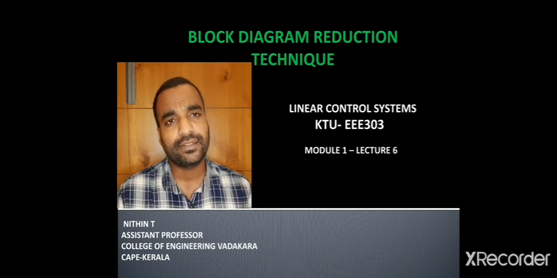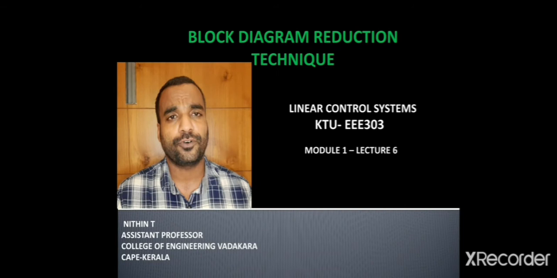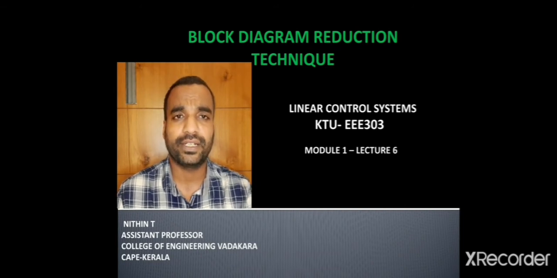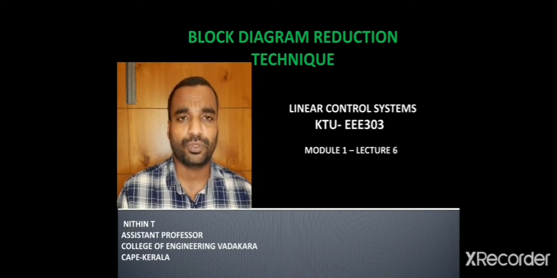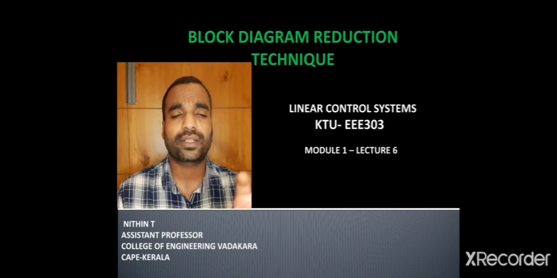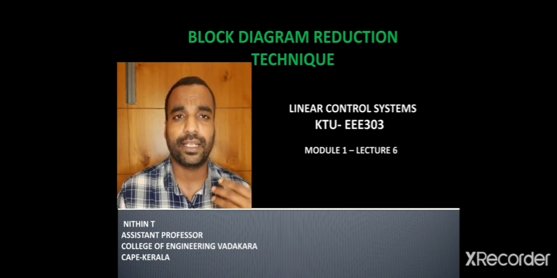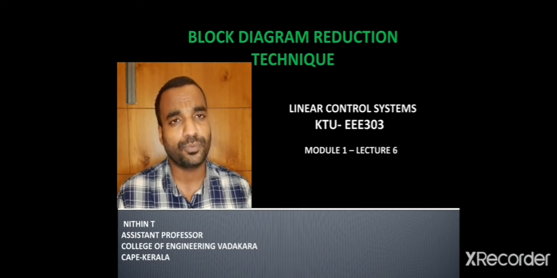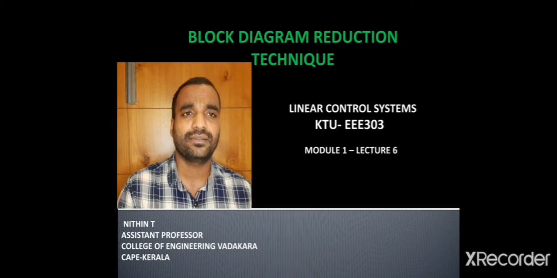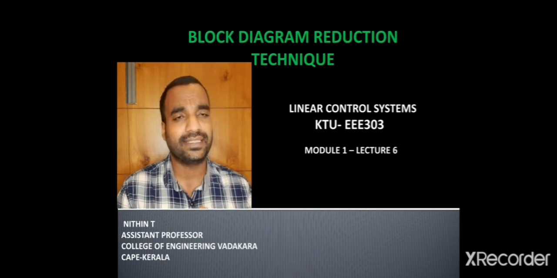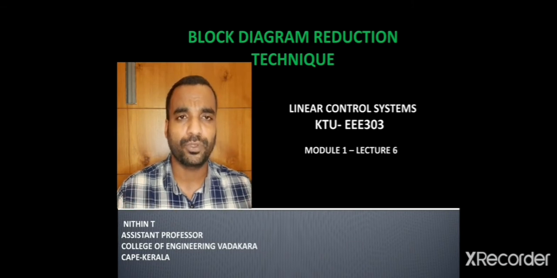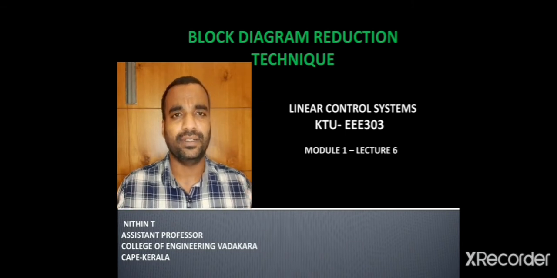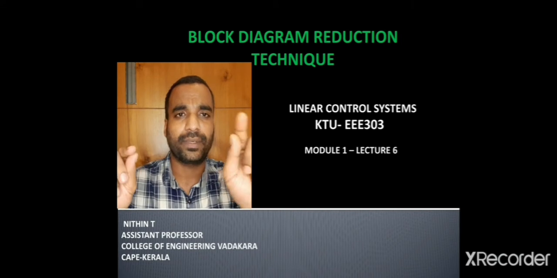In that, it may have a number of forward paths, like we have already done in Mason's gain formula. In the block diagram representation, it may have a number of forward paths and a number of backward paths. All those things are also possible. So before getting the final block diagram, which is easily convertible to G of S, C of S by R of S, or output by input, it may not be that simple, like only one forward path.